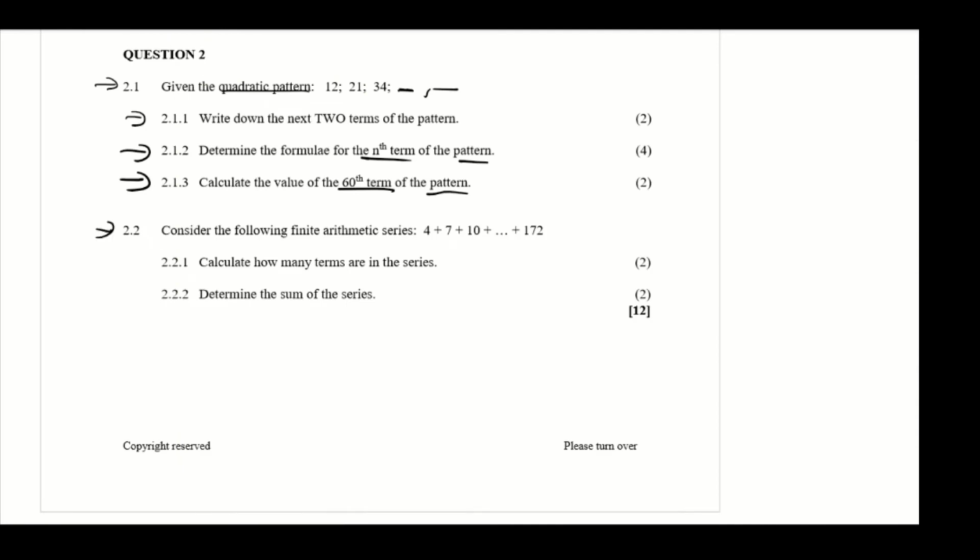2.2. Consider the following finite arithmetic series. When they say finite, it means that it has an end point. Infinite means it is continuous. This one has an end point, which is 172, the last term. So 2.2.1 says calculate how many terms are in the series. We are told that this is an arithmetic series, so we're going to use the general term of an arithmetic sequence.